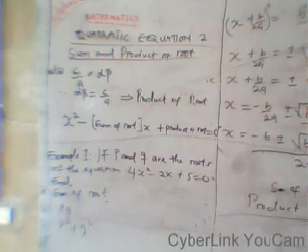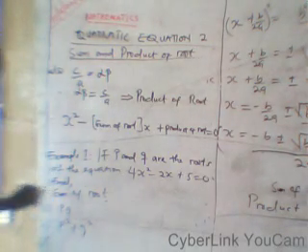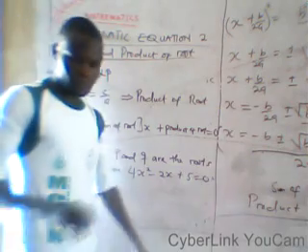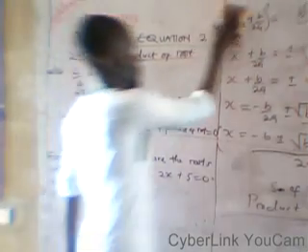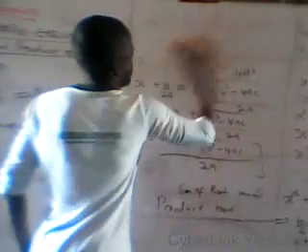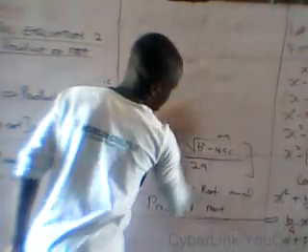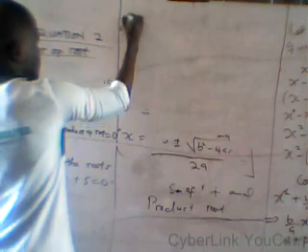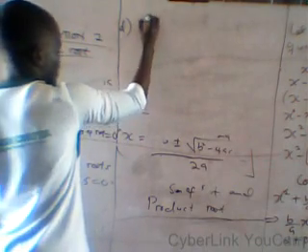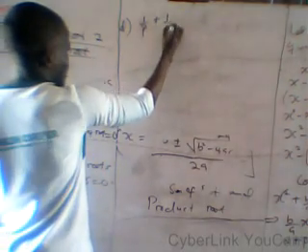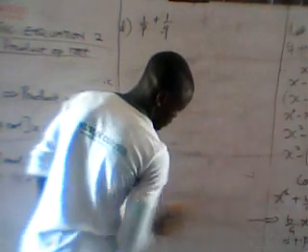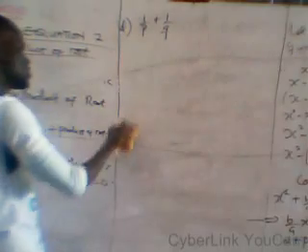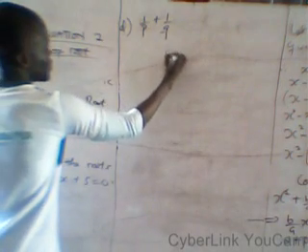Then D, find 1 over P plus 1 over Q. That is D. So we want to solve all those four. It is very simple. Just pay attention. Now, for the first one, solution.